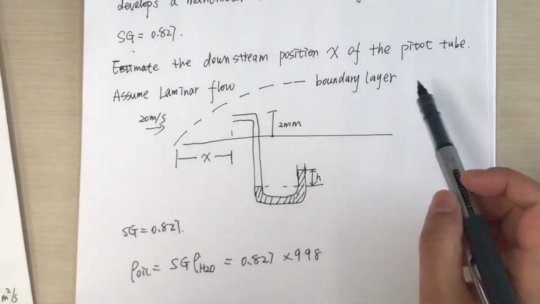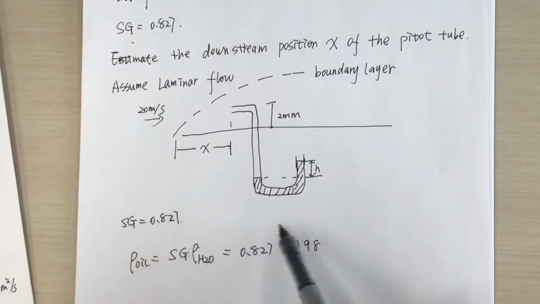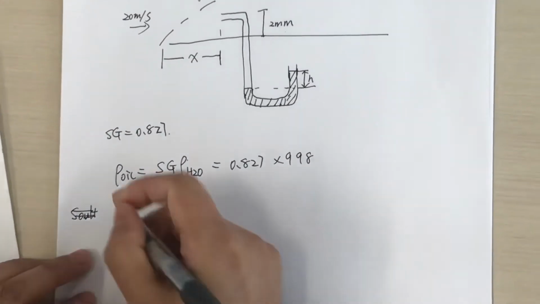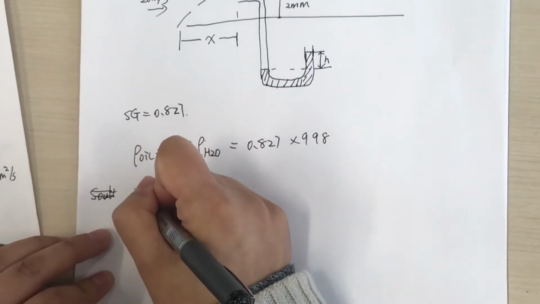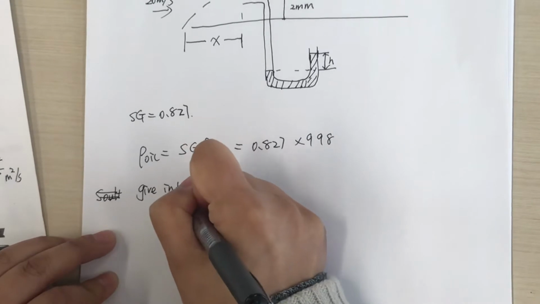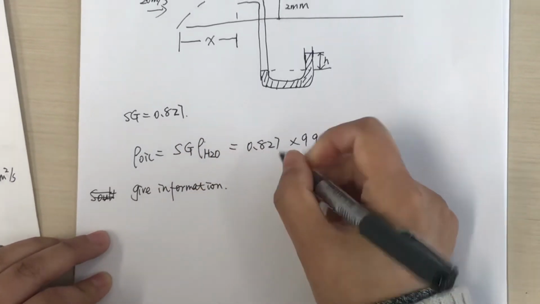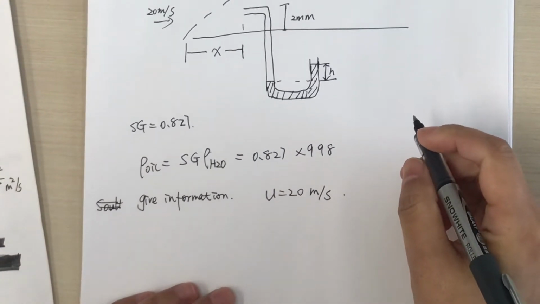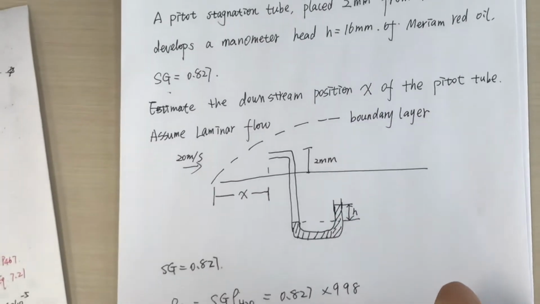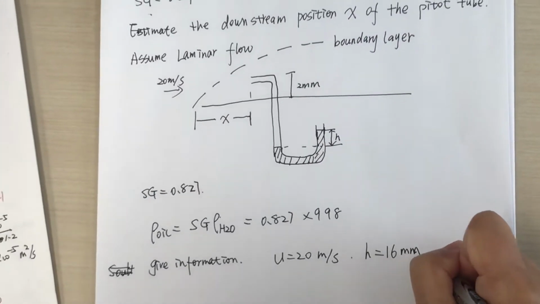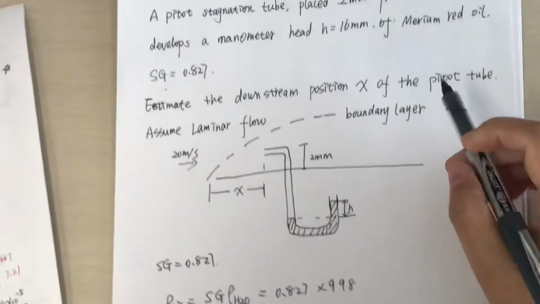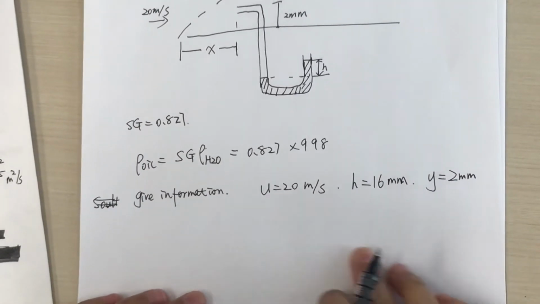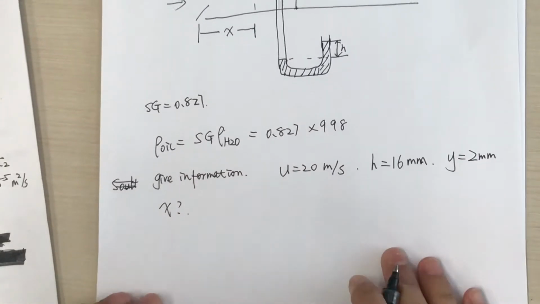We assume it is a laminar flow. The figure is like this. Okay. We have to write the given information. The velocity is 20. H is 60 millimeter. Placed 2 millimeter from the wall. We have to find X for the solution.